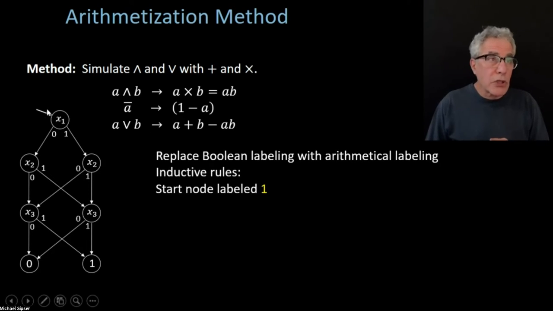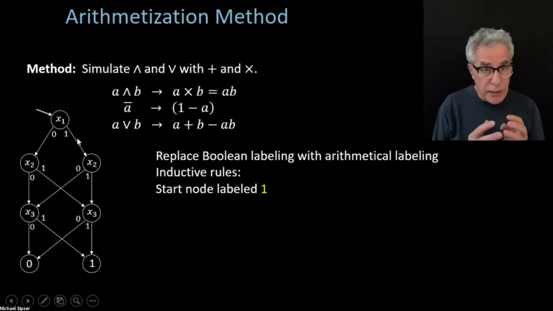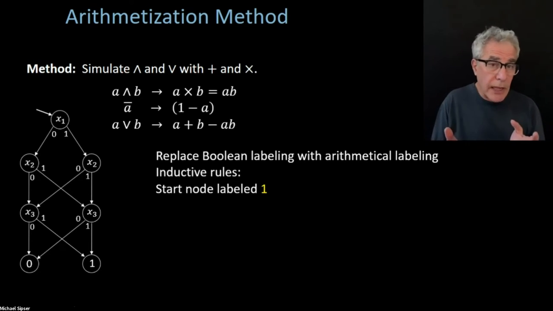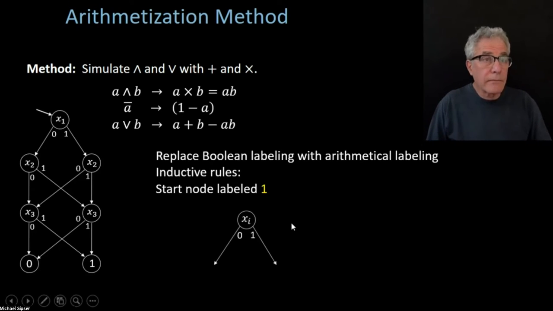So we always go through the start node. So there's no question about labeling the very start node with a 1. But now I'm going to give expressions just like the Boolean expressions, but now they're going to use plus and times instead of ands and ors. So let's just see. Remember what we did from before.